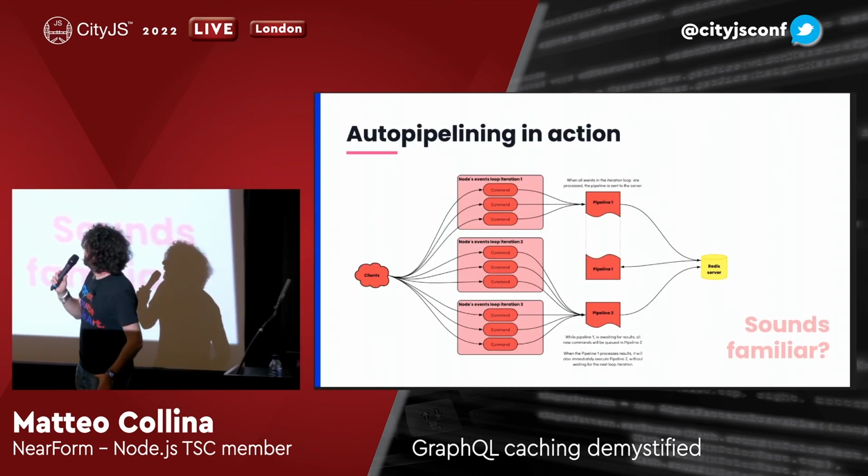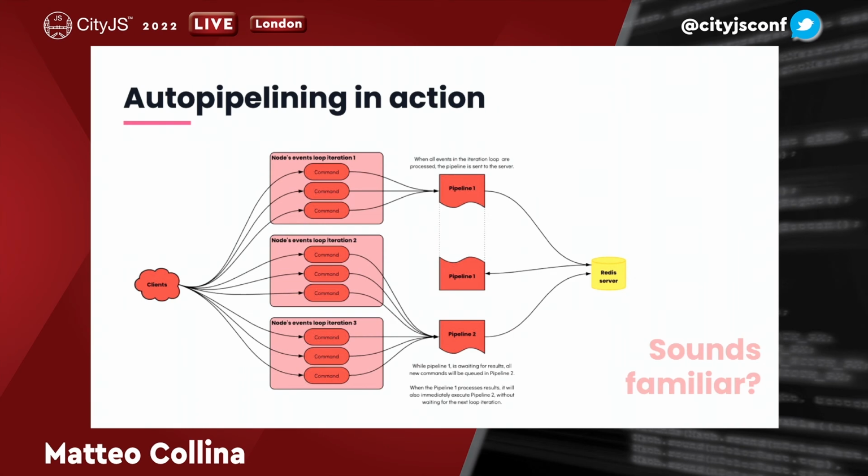It's called Autopipelining. It's a technique to automatically batch a bunch of Redis commands together. Let's say that in a given event loop tick, we want to perform 2,000 Redis GETs, or 100, whatever. All of those will be batched into a single Redis pipeline. What is a Redis pipeline? It's a single command that we send to Redis all at the same time.